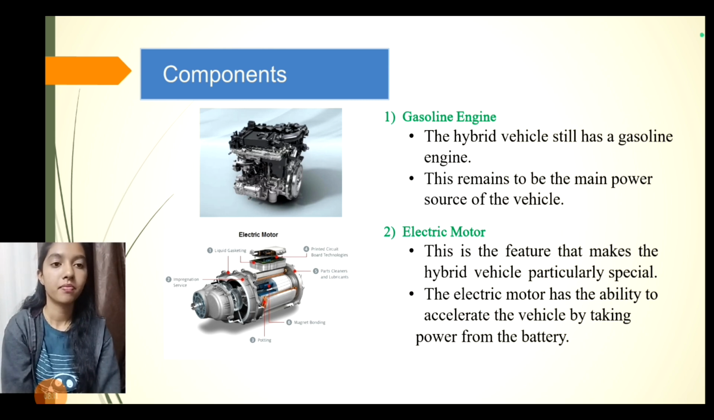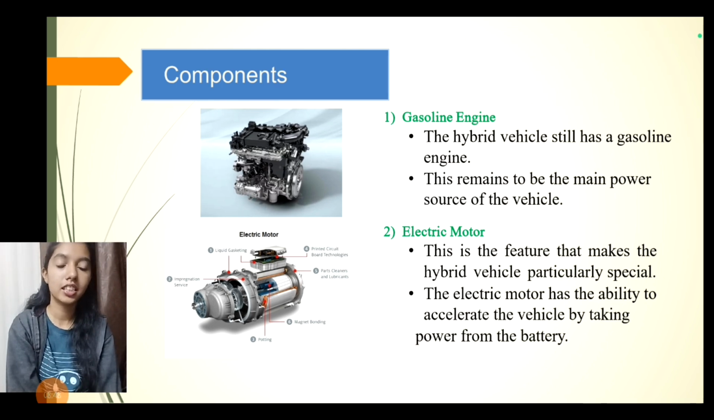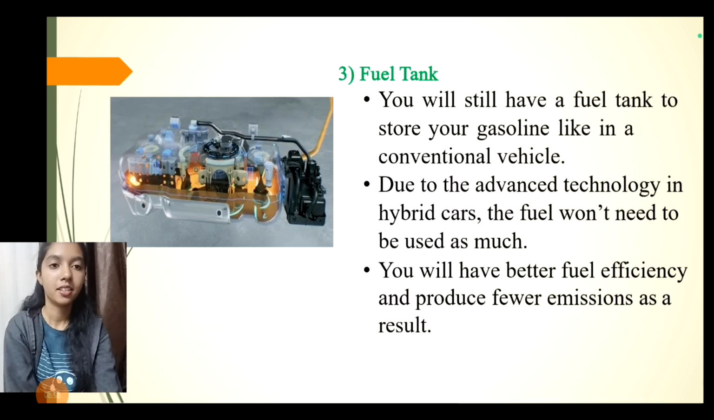Gasoline engine. The hybrid vehicle still has a gasoline engine. This remains to be the main power source of the vehicle. Electric motor. This is the feature that makes the hybrid vehicle particularly special. The electric motor has the ability to accelerate the vehicle by taking power from the battery.